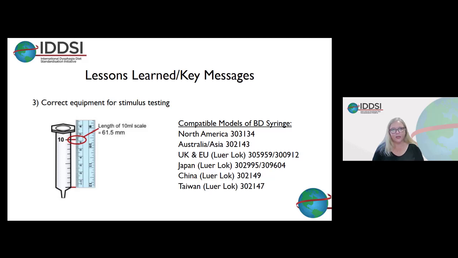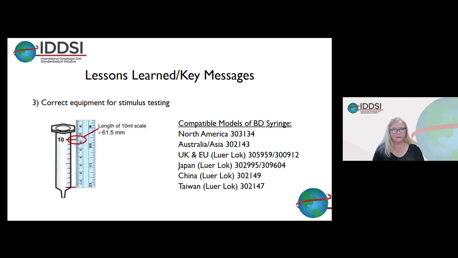And so it became increasingly important to specify the model and number of a syringe used in IDDSI flow testing. And unfortunately, we discovered that it wasn't a simple matter of translating from one syringe to another.